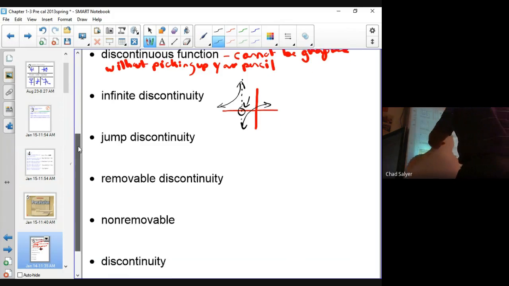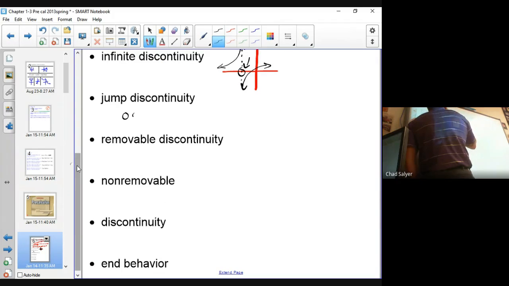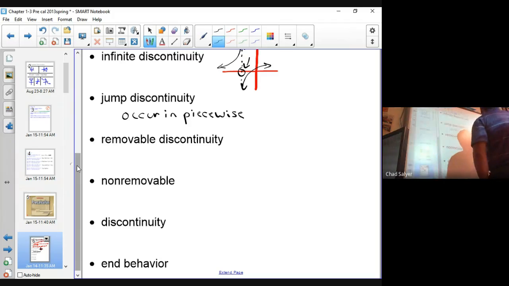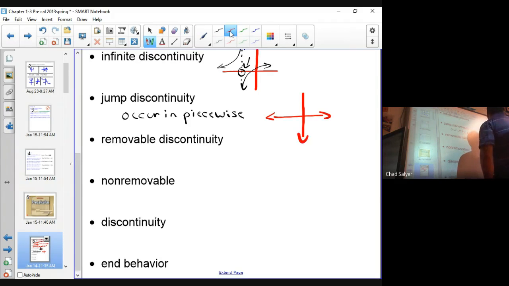A jump type discontinuity, these occur exclusively in piecewise functions, like we described in chapter 1, part 1. And they look like this. So you see how the y value jumps to a different point and then continues on. So that's a jump type discontinuity. Again, it only occurs in piecewise functions. Pretty unusual. You won't encounter that one in the wild very much.